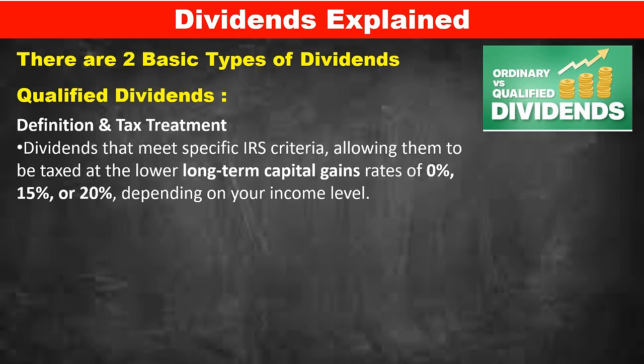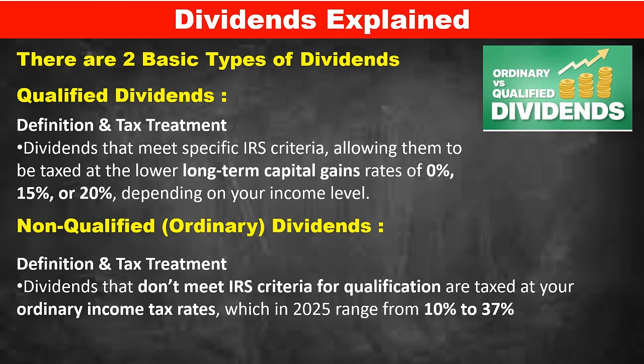So this is an area where you'll see a lot of funds, stock funds, ETFs, mutual funds will try to get qualified so that they can pay a qualified dividend. When you look at your statements from your brokerage, you'll see qualified and then another side that says non-qualified, which are just ordinary dividends. Those dividends don't meet the IRS criteria for qualification and are taxed at ordinary income rates, which in 2025 range between 10% to 37%. So that gives you an idea of what you see when dividends come across, qualified and non-qualified.